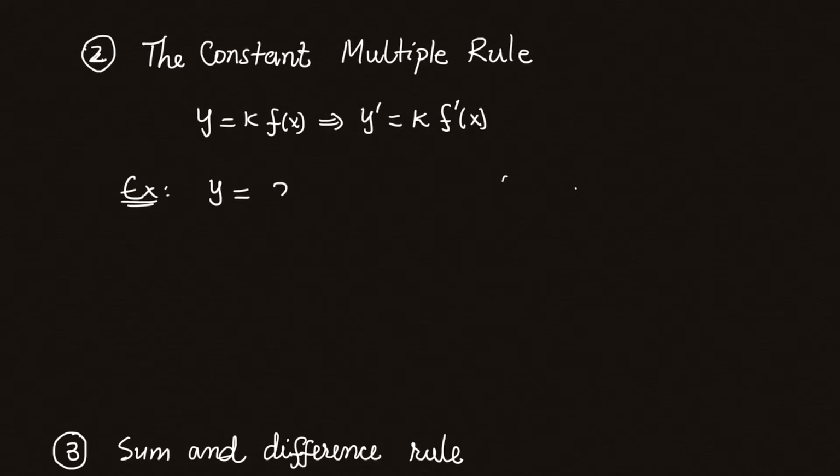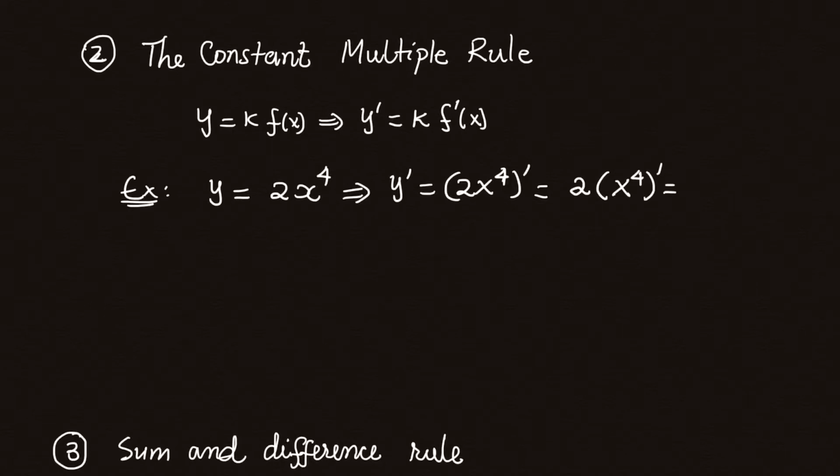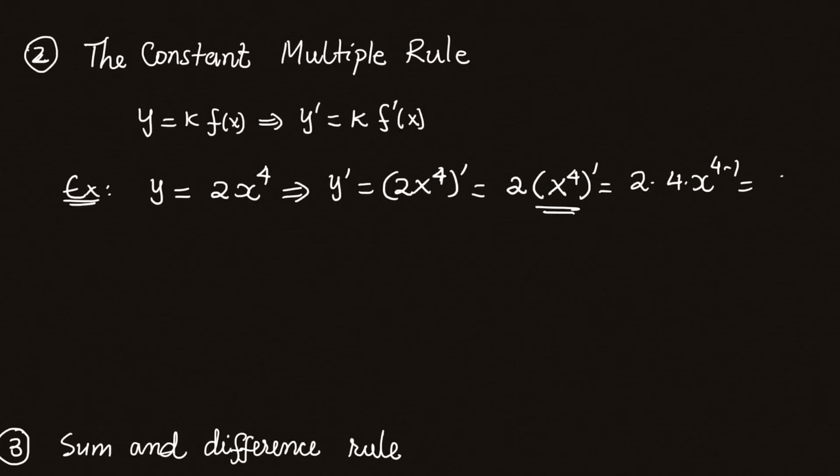If I have y equal to 2x to the power 4, I want to find the derivative, y prime equals 2x to the power 4 prime. This rule says that the 2 can come out since it is multiplying, and I just have the derivative of x to the power 4. Then I have 2 times the derivative of this, which is 4 times x to the 4 minus 1. Then I have 8x cubed. So that's basically all it says. You take the number out of the derivative and then you apply whatever rule you end up with.